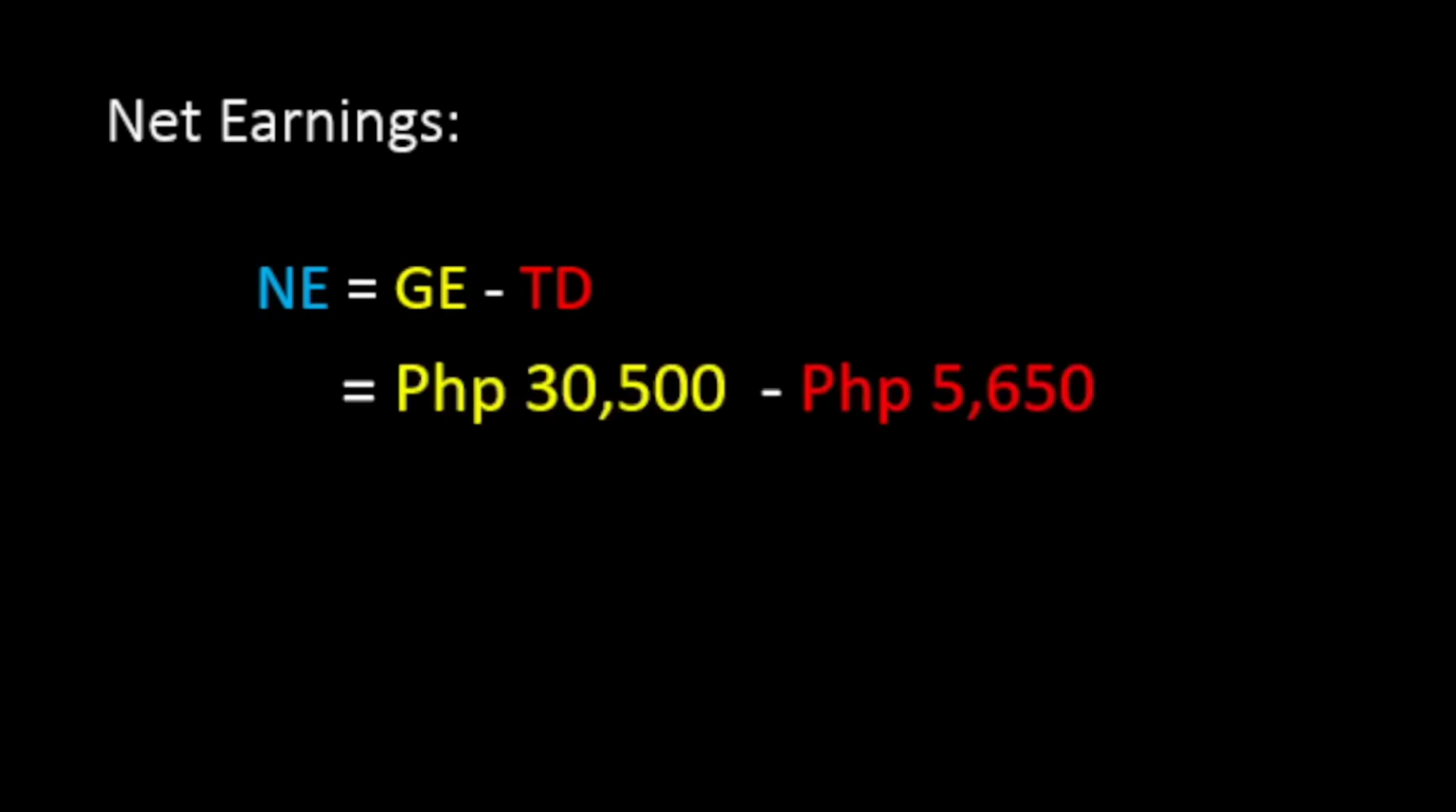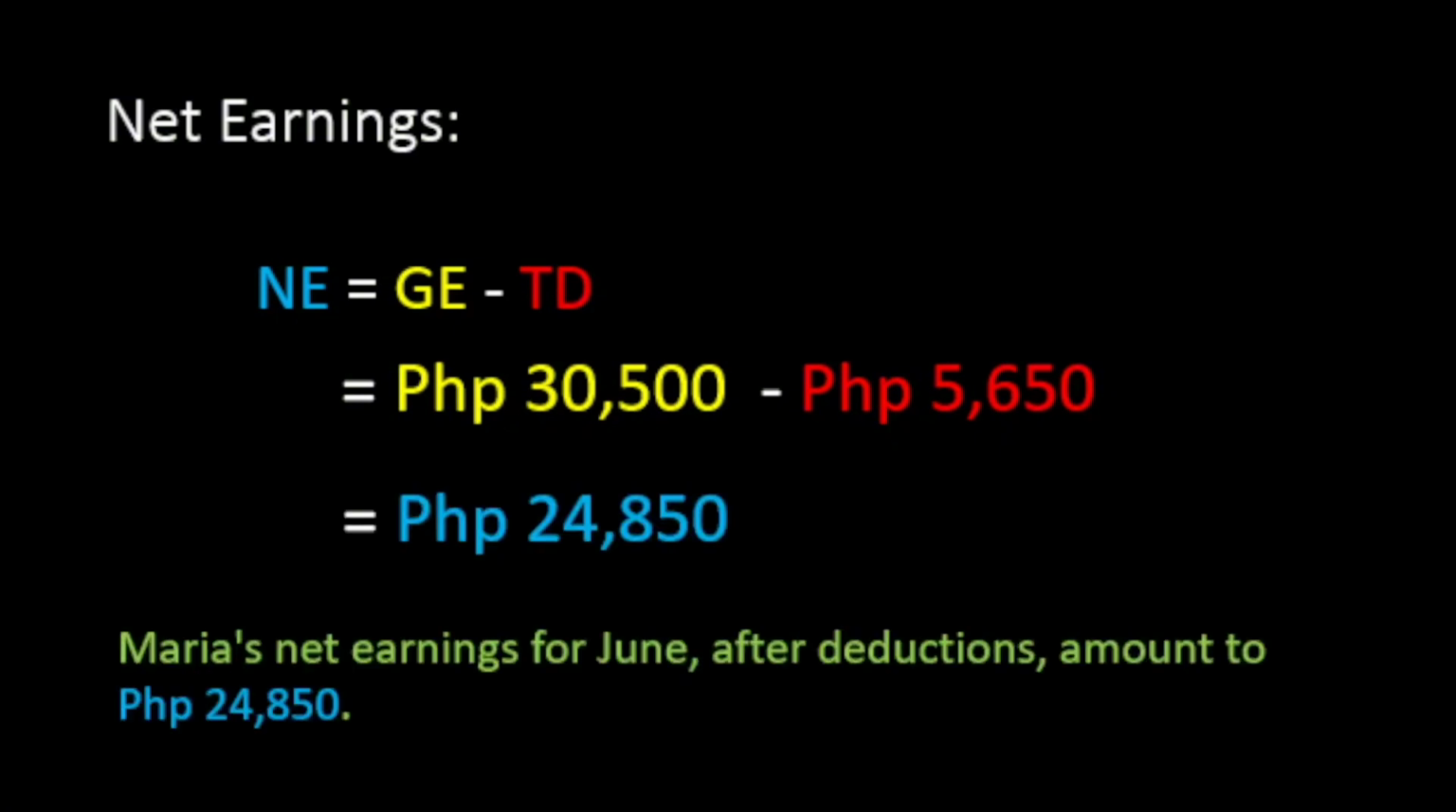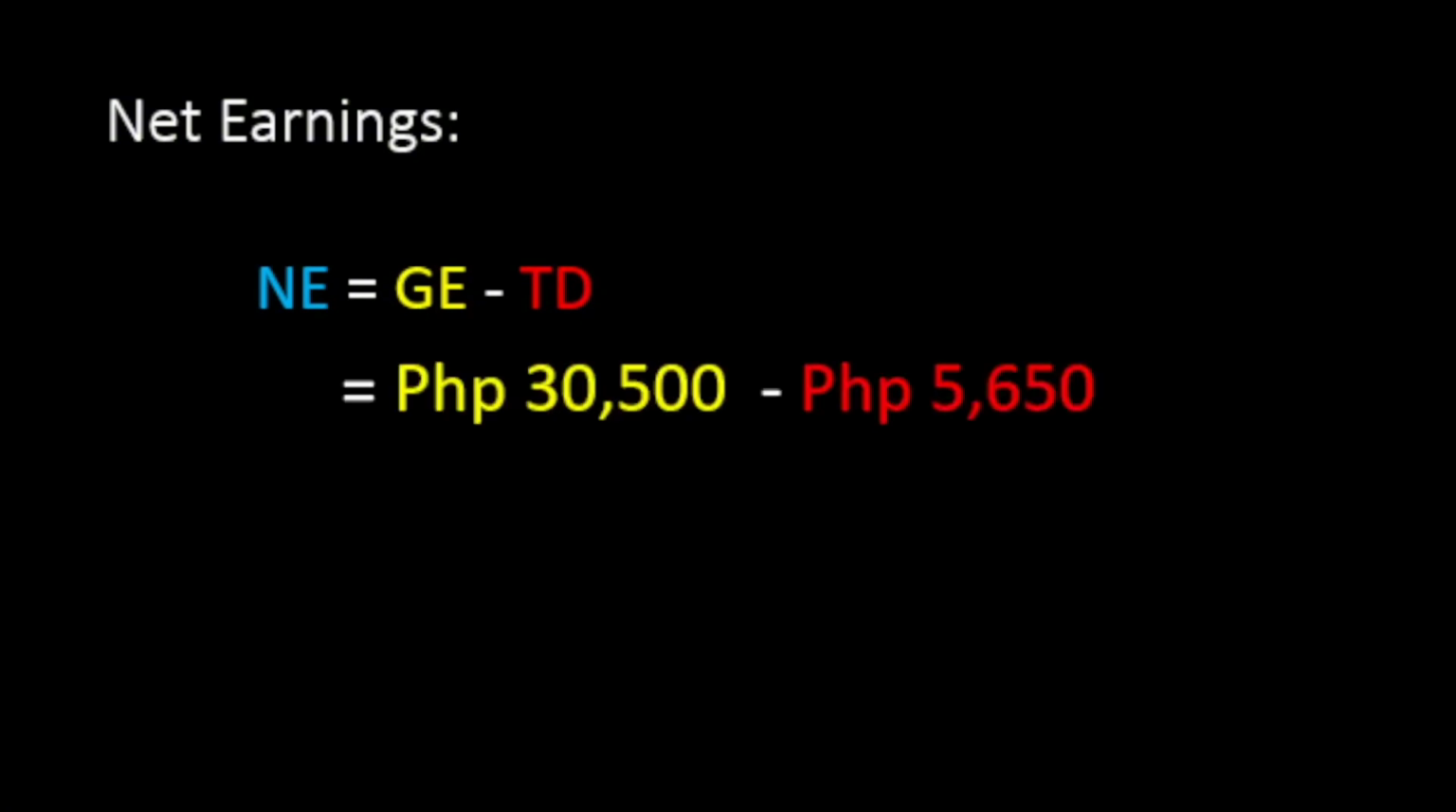Now let's calculate Maria's net earnings. To calculate Maria's net earnings, we need to deduct all the deductions from her gross earnings. Maria's gross earnings is 30,500 pesos, and the total deductions is 5,650 pesos. Maria's net earnings for June after deductions amount to 24,850 pesos.